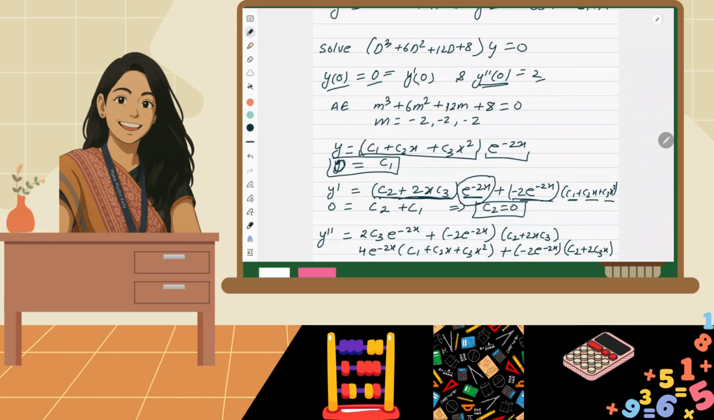See, this value is 2 when x is 0. So I will put 2 is equal to, now let us put the values. E to the power 0 is 1. So I got 2C3. This one is also 1, but C2 is 0.